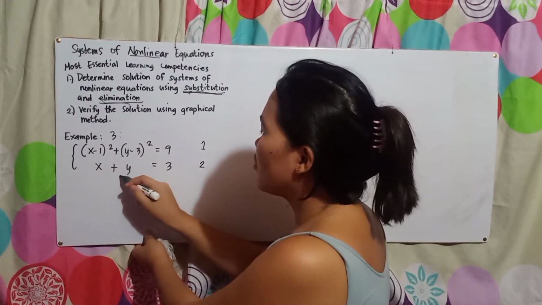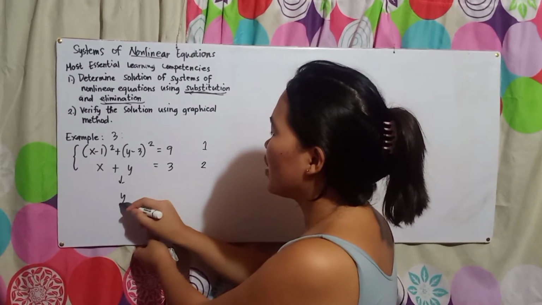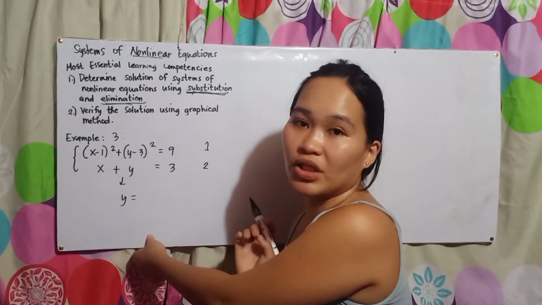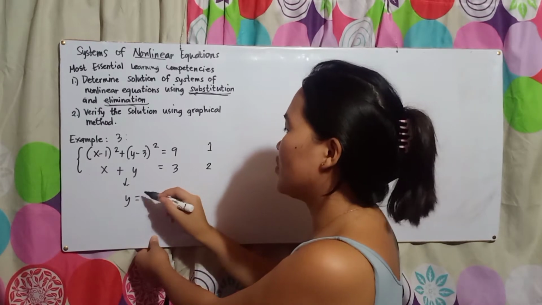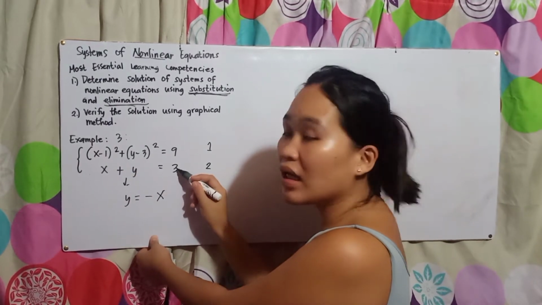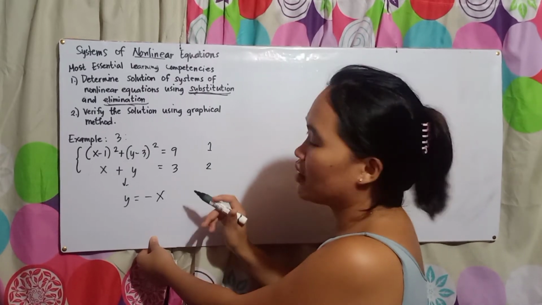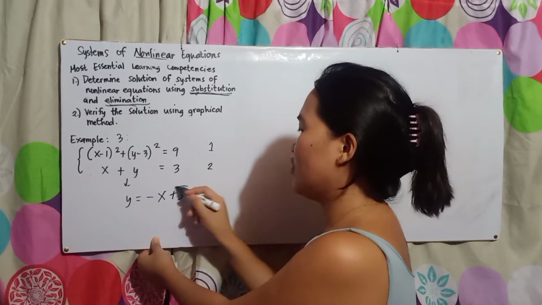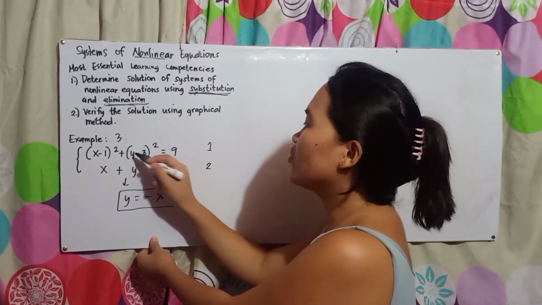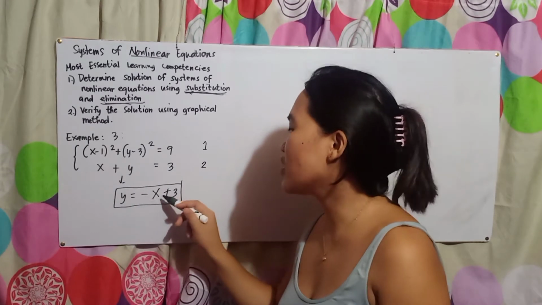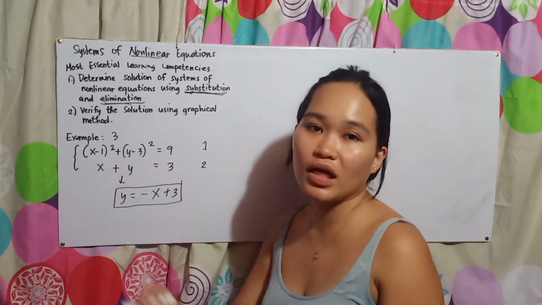So, equation 2 can become y equals, we move the positive x to the right side, so its sign changes. Since it is positive, it becomes negative. Then the 3 is already on the right side, so its sign does not change. Now we substitute this. Since y equals negative x plus 3, we substitute it here.